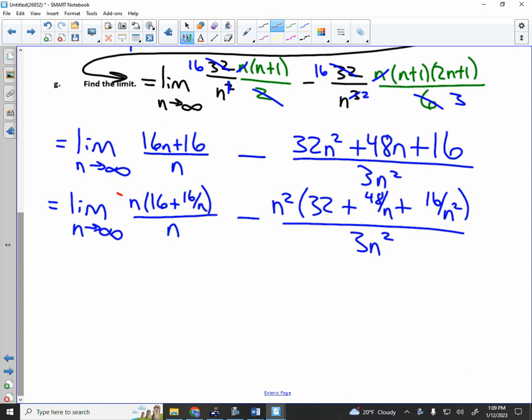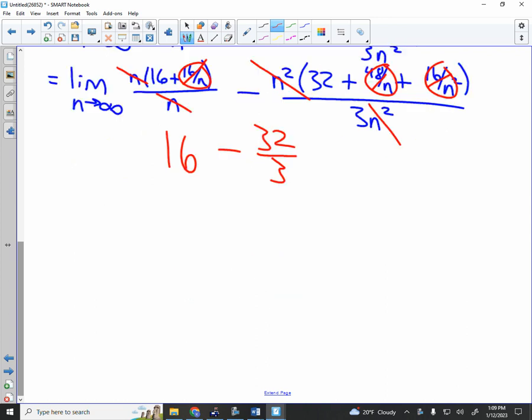Okay, so Maddie sees here that this n and this n cancel, and that this goes to 0, leaving me with a grand total of 16. Minus, the n squareds cancel. Those go to 0. So I get 32 over 3. If you decided to make them into thirds, it would be 48 thirds minus 32 thirds, which is 16 thirds, or 5.3 repeating.